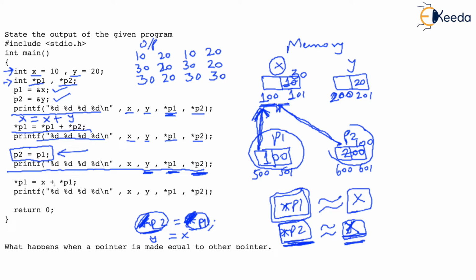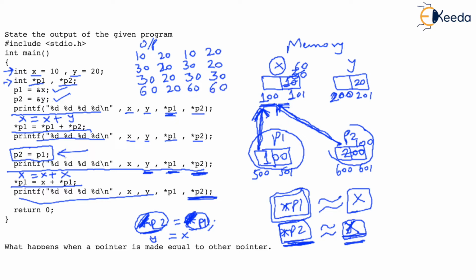Okay. Now let's go to the next line. How do you read this line? What is P1? It is X. X equal to X plus, what is asterisk P1 again? X. So X will become X plus X, so X will become 60, but Y will remain 20. So what is the output due to this last line? It is printing X, which is 60. Then it is printing Y, which is still 20. Then it is printing asterisk P1. Note, asterisk P1 means X. And finally it is printing asterisk P2. Just be careful, asterisk P2 means X. So this will also print 60.